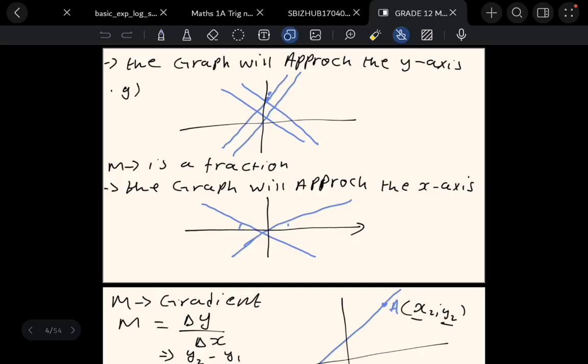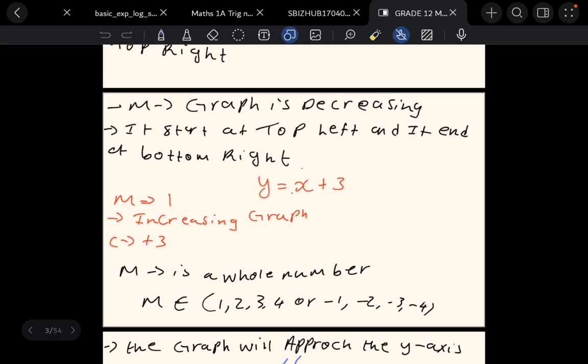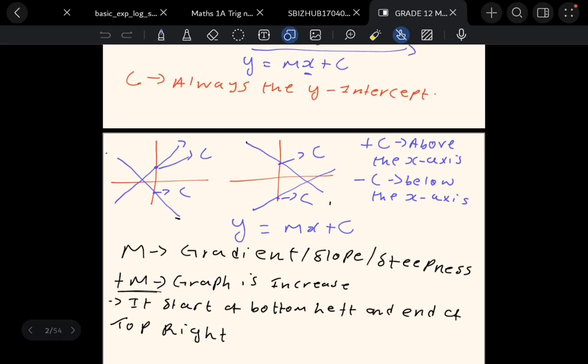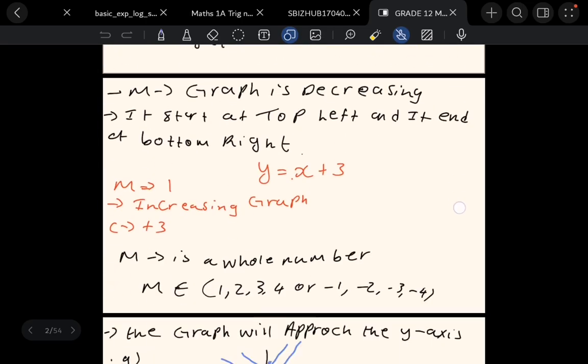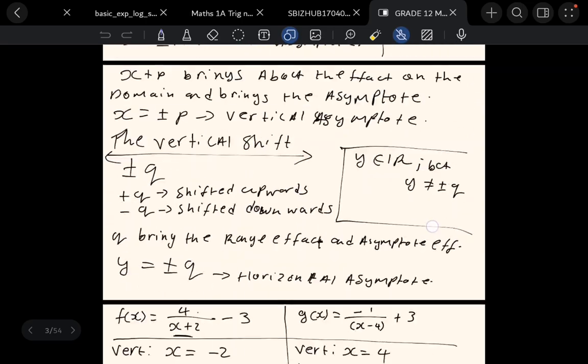We are still using the same principle. Yes. So yeah.